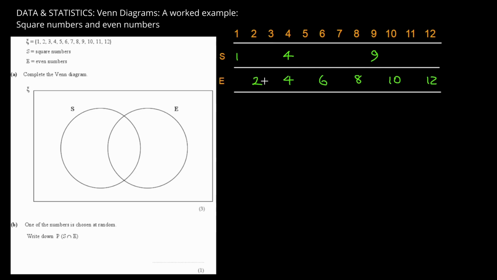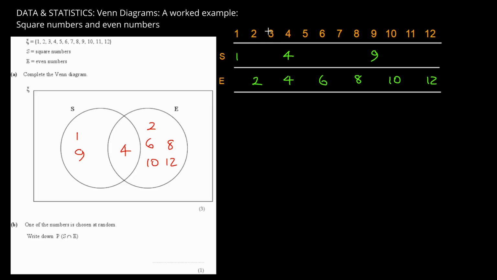So you can see now the numbers which are only even, which are 2, 6, 10, and 12, must go in the area defined as only even. Now the numbers which are only squares and not even, well, we've got 1 and 9. Now what about numbers that are both square and even? Well, there's only one candidate for that, and that is 4. It's in the square circle, and it's also in the even circle.